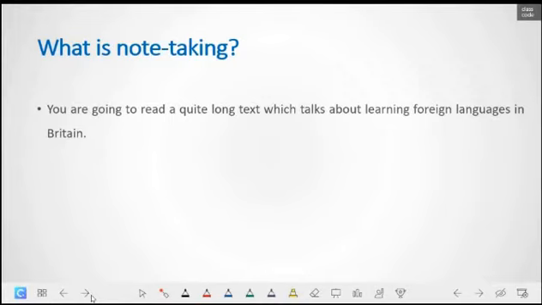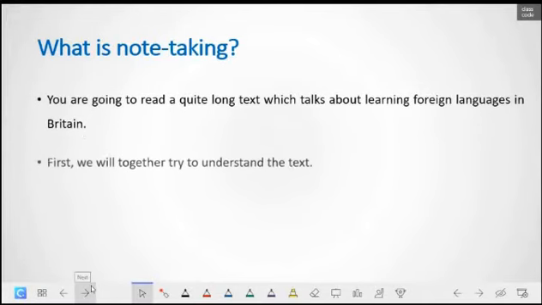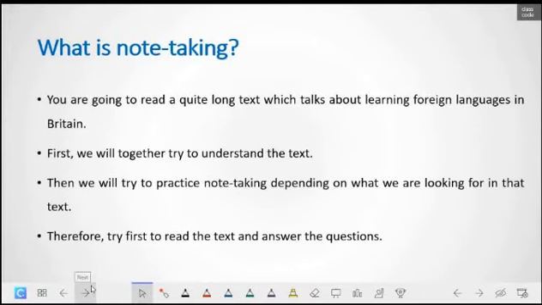You're going to read a quite long text which talks about learning foreign languages in Britain. First, we will together try to understand the text. Then, we will try to practice note-taking depending on what we are looking for in that text. Therefore, try first to read the text and answer the questions. So I'll give you between 7 minutes and 5 minutes to read the text and answer the questions.